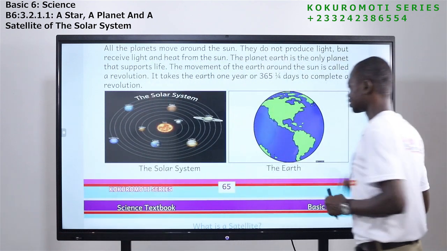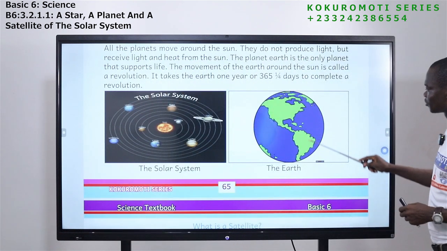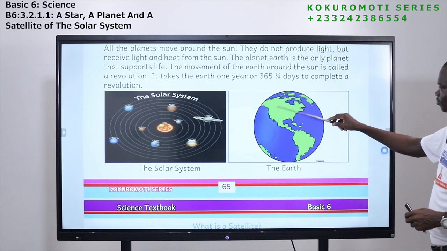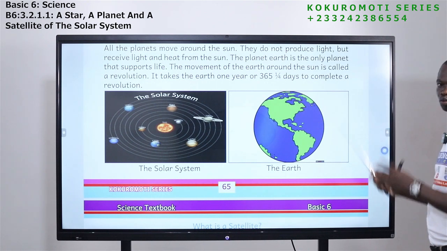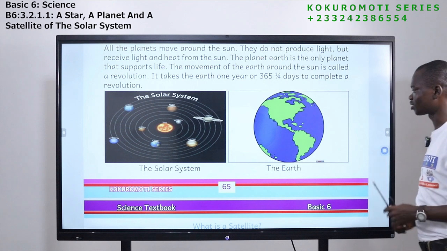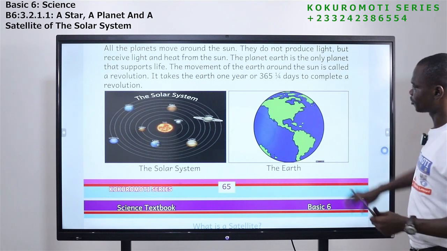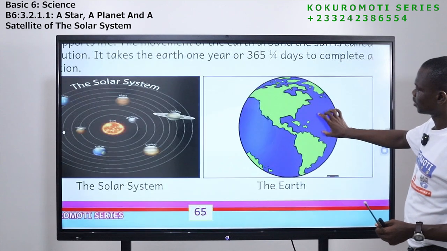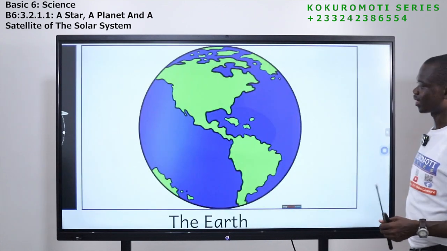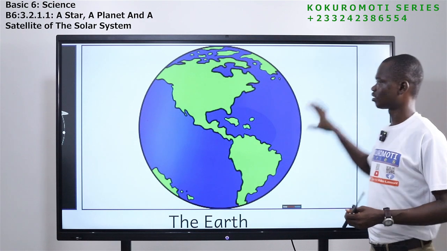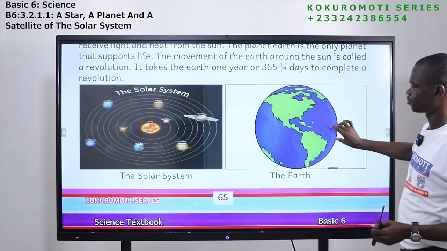So if you look at this, you can see Africa. Africa is here, and the rest of the world. Have you seen the green part? That is where human beings are able to survive. The rest are water bodies. Okay, so this is the planet Earth, the only planet that supports living things. So it supports life.